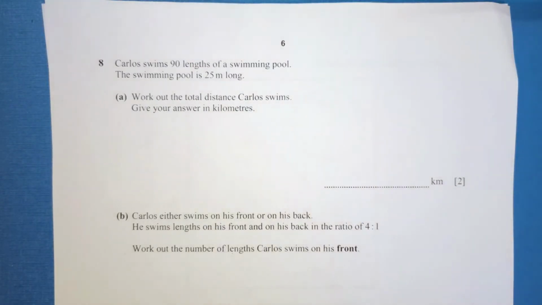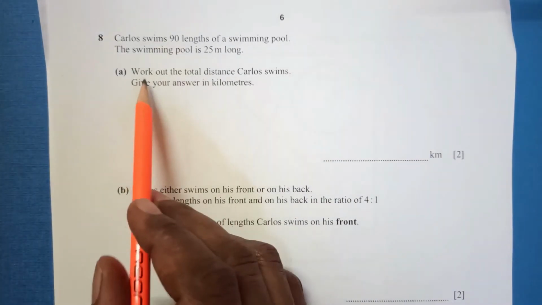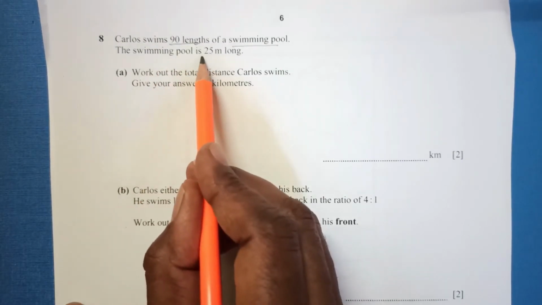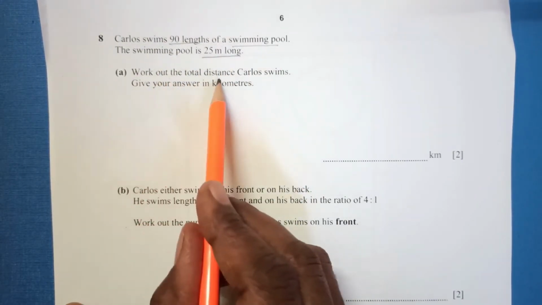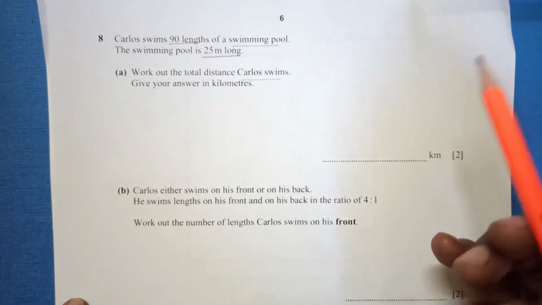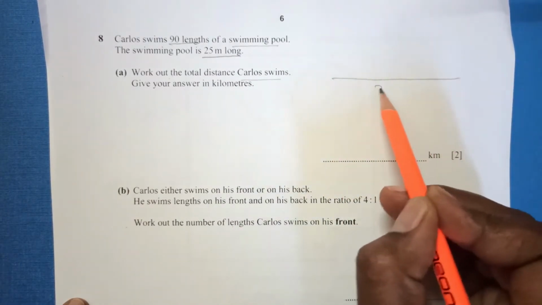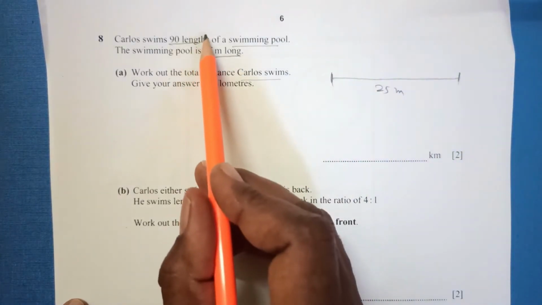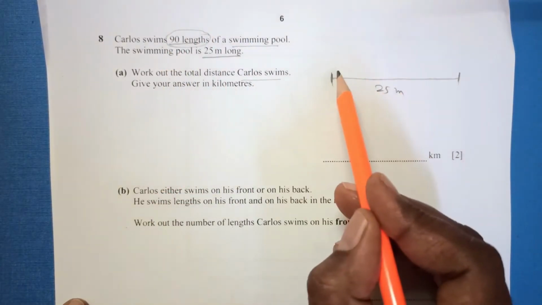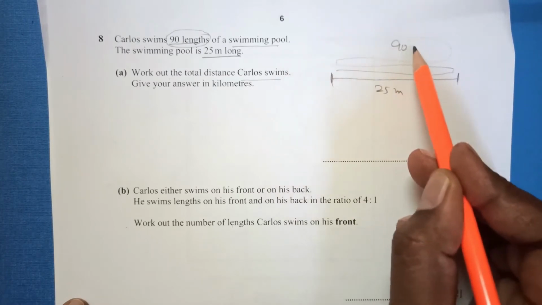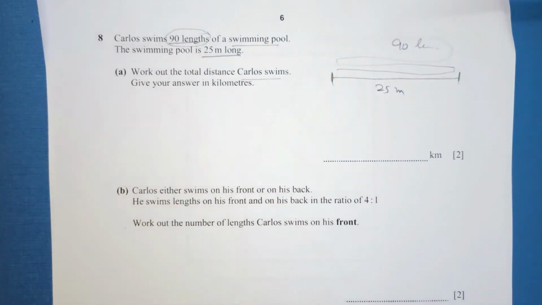So question 8. Carl swims 90 lengths of a swimming pool. The swimming pool is 25 meters long. Work out the total distance Carl swims. So we are given that the swimming pool is 25 meters long. Let's say from here to here, and he swims 90 lengths. Let's say once, then twice, third, fourth, like this, 90 lengths.